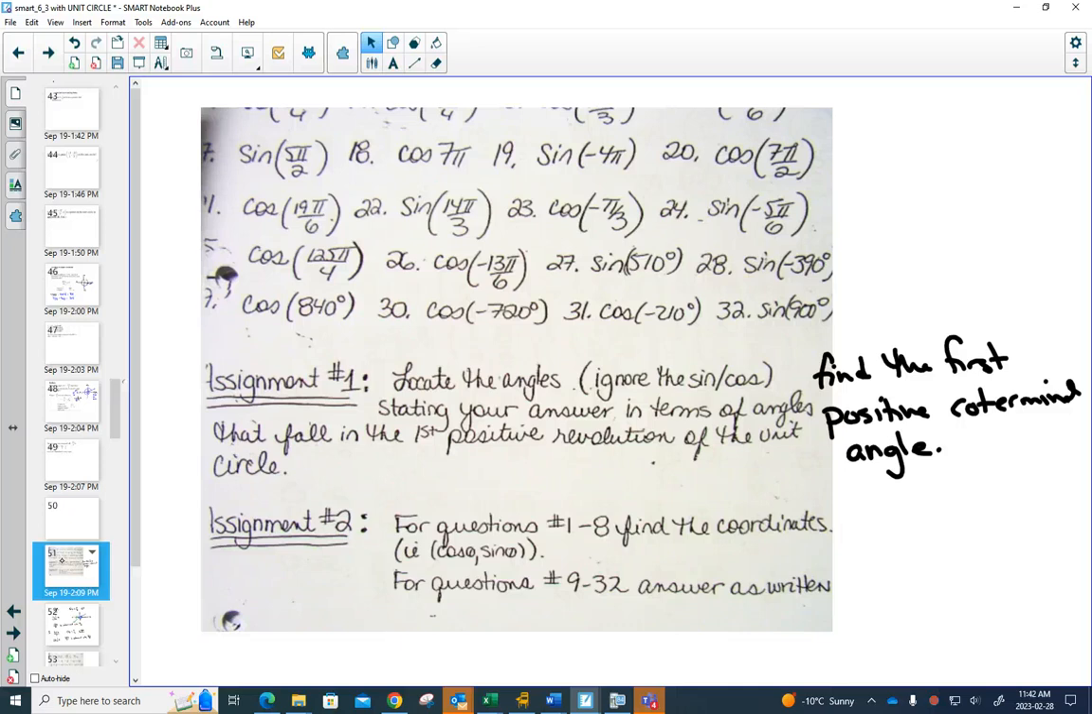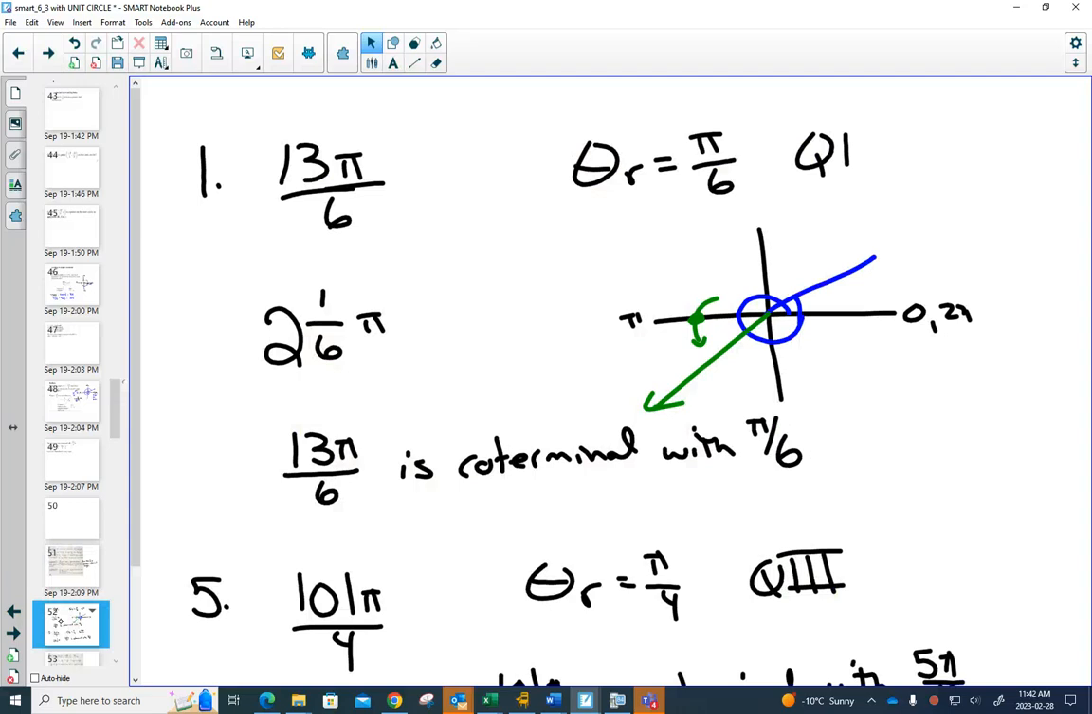So let's go back to the ones that we did. Question number 1 for assignment 2, and you might want to do assignment 1 and assignment 2 at the same time. Once you know that it's coterminal with pi over 6, you think about your unit circle, and at pi over 6, sine of pi over 6 is 1/2, so I know my y coordinate is 1/2. That makes my x coordinate root 3 over 2. So again, having one of them memorized really well, sine of pi over 6 is 1/2, can help me with this coordinate as well. Okay?